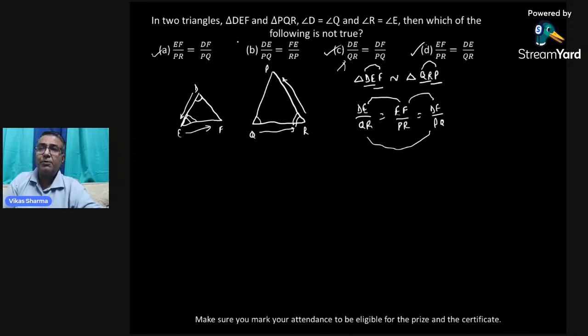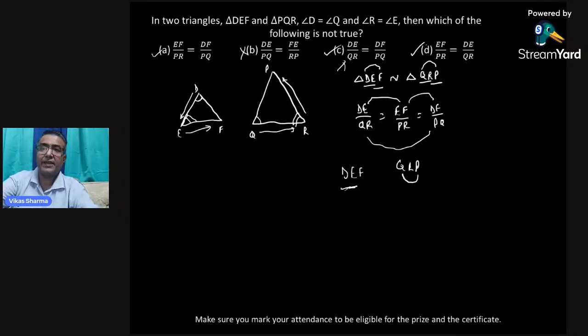And DE upon PQ, so if we are looking at DEF and QRP, DE is this upon PQ is this. So you see that these are not corresponding sides. So obviously if they are not corresponding sides, the ratio property won't hold true in that. So this is the one which is not true.